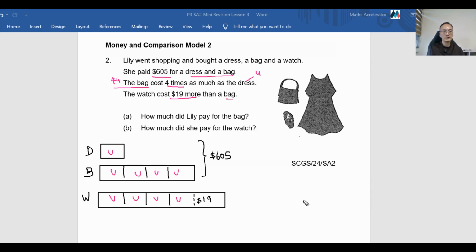After we have completed the model, we can see that if the dress and the bag is equal to 605, then we have 1, 2, 3, 4, 5 units. So we will write over here, 5 units is equal to 605. And next, we need to find the value of 1 unit. So this 1 unit will be 605 divided by 5. Let's do our working over here.